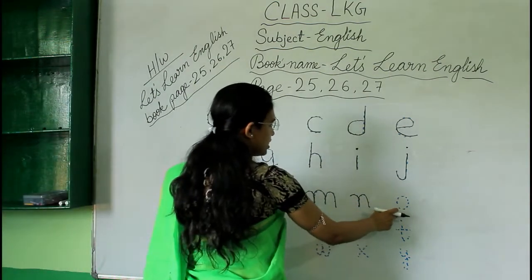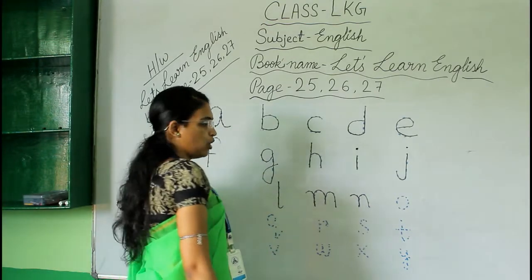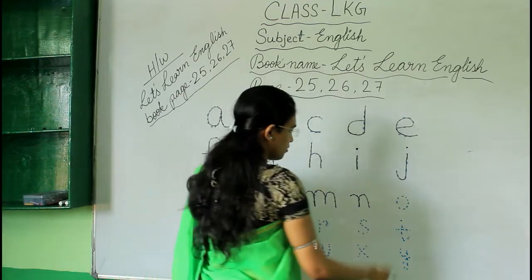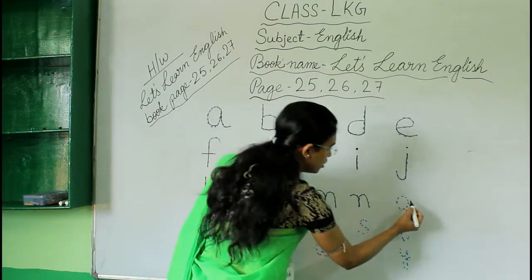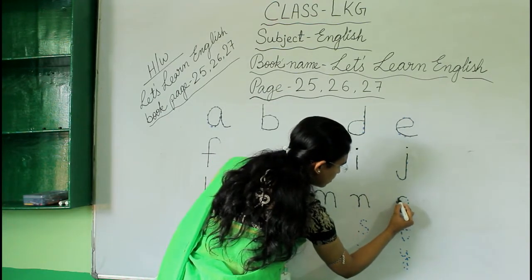And which letter is this? Yes, this is small letter O. For making this O, what we have to do? Which line we have to use? We have to use a curved line like this.